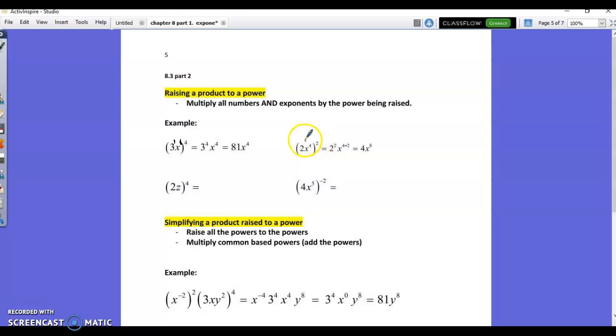Here again, 2 times a little invisible exponent of 1. 2 times 1 is 2. 2 times 4 is 8. And then 2 to the 2nd power gives us that.